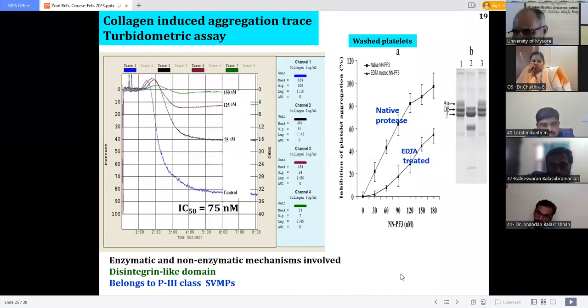So non-enzymatic mechanism, I mentioned in the beginning, P3 class of snake venom protease, they have a disintegrin domain. Disintegrin domain has RGD or KGD sequences, is it not? So our protease belongs to P3 class, it has a disintegrin domain, so hence it inhibits platelet aggregation. It inhibits platelet aggregation non-enzymatically through disintegrin-like domain, and it inhibits platelet aggregation through enzymatic activity also. That enzymatic activity inhibition requires another story.